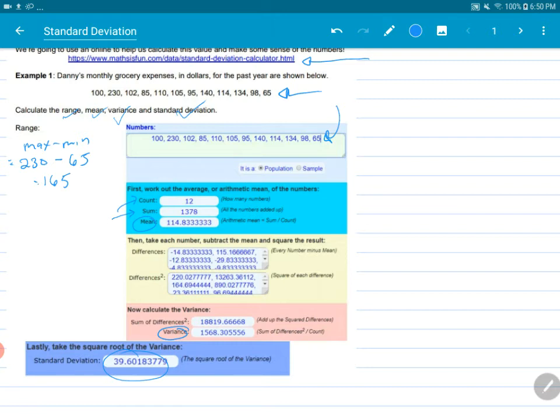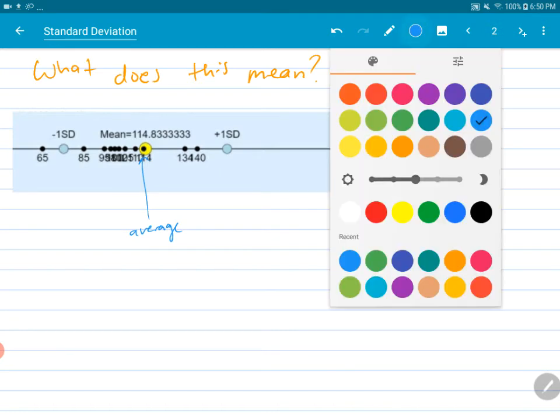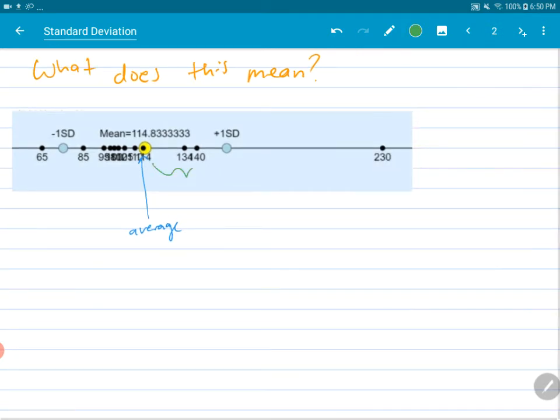But the whole point of this is, what does it all mean? So what happens if we put this on a number line? And on this website, you'll see a number line below, and it looks like this. What does it mean? So in the middle here, this yellow dot right there, that's your mean, that's your average, right? That's the point where if you add up all your numbers and divide it by the number of numbers, you get your average. And that 39.6 is actually, your standard deviation is from here to here. That's a distance of 39.6 data units. And same with here.